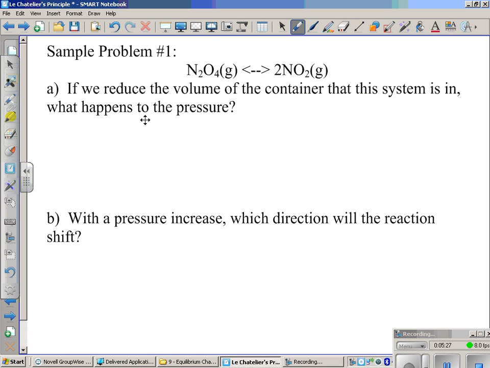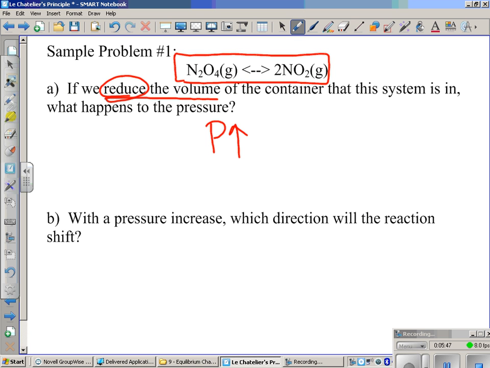So you see we have a balanced equation here at the top. And the first question says, if we reduce the volume, so the volume's going down, what happens to the pressure? So again, volume and pressure are indirectly proportional. So if we reduce the volume, then that means the pressure increased. Okay, and again, that's on this whole thing as a whole. This is an equilibrium. This is a container that has N2O4 and 2 NO2s in it. They're all in this container in whatever balance they've decided that they have. But now we've screwed up that balance because we've increased the pressure.